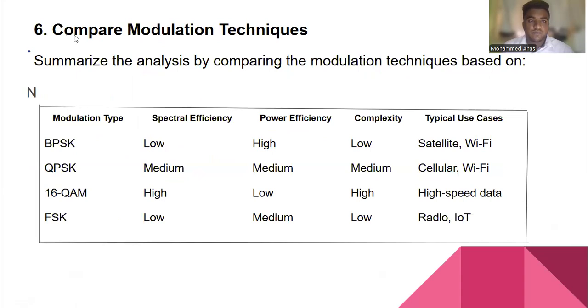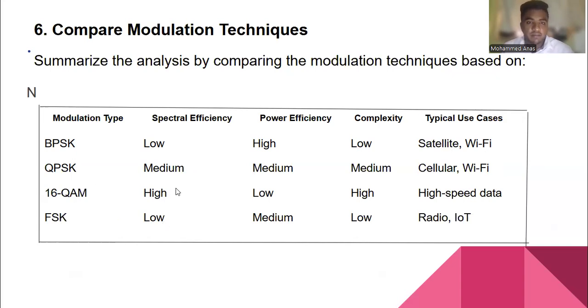Sixth, compare modulation techniques. How can we compare? Summarize the analysis by comparing the modulation techniques based on modulation type, spectral efficiency, power efficiency, complexity, and typical use cases. For BPSK, it is low in SE, high in PE, low in complexity. It is used in satellite and Wi-Fi.